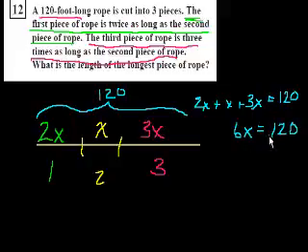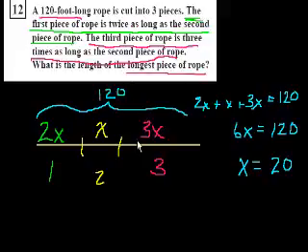You divide both sides by 6. You get x is 120 divided by 6, which is 20. All right, that's what x is. That's the second piece of rope, or the shortest piece of rope, because they tell us that the other ones are some multiple of that length. But they want to know, what is the length of the longest piece of rope?